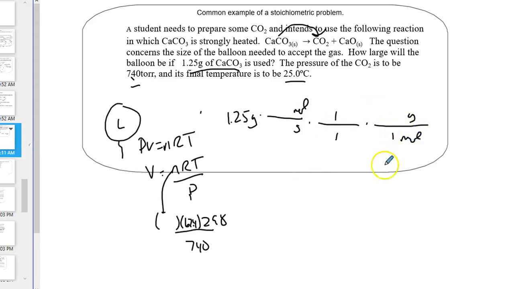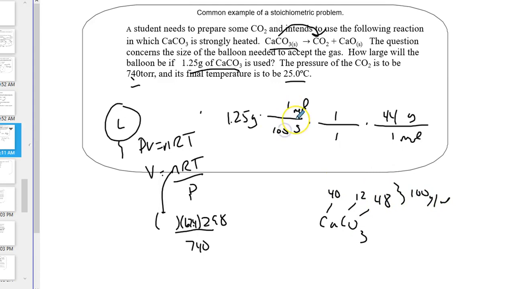So here's definitely our stoichiometry stuff. Carbon dioxide is 44 grams per mole. I don't know this one, so let's add this one up. Calcium carbonate: calcium's at 40, carbon's at 12, and oxygen is 48. If you add that up, we get 100 grams per mole. So 1 to 100. And let's just do our math here. We got 1.25 divided by 100 is 0.0125. And then times 44.